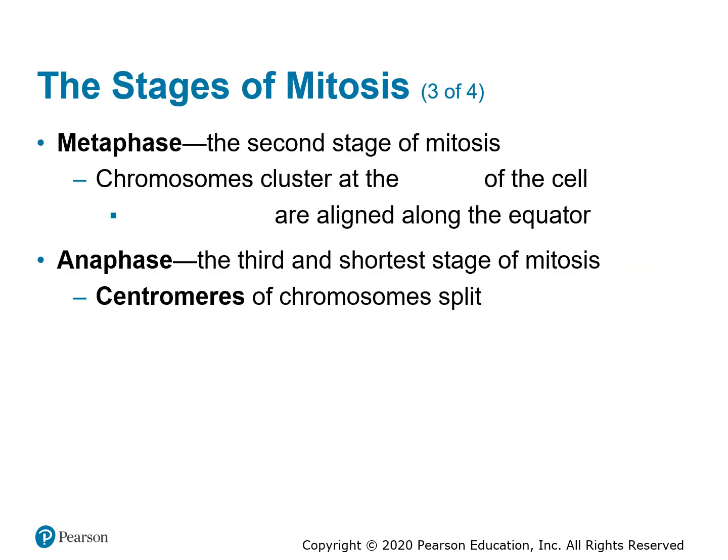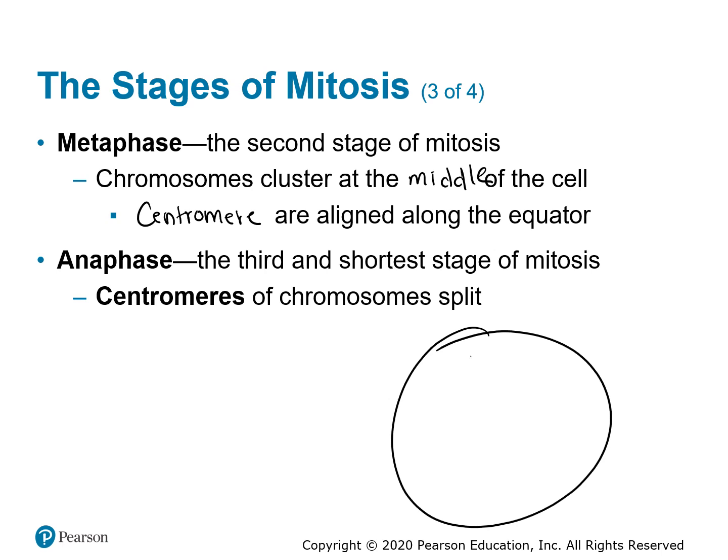Next phase of mitosis is metaphase. Metaphase, the middle phase, middle, right? Makes sense. Is kind of where all of your chromosomes line up along the middle of the cell. And these centromeres are lined up along the equator. So if this is my cell and I have a whole bunch of DNA, all of my chromosomes have hung out here, and my centromeres line right on up. Okay?